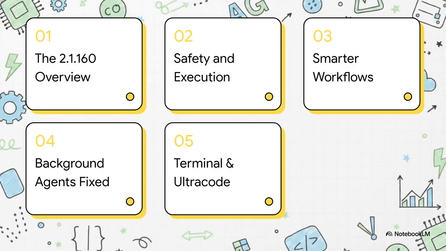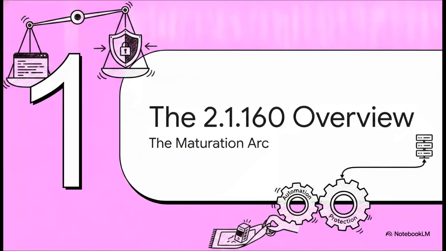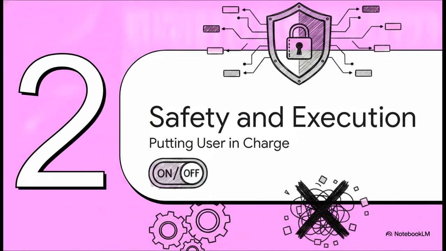Okay, let's run through the agenda real quick. First, we've got the 2.1.160 overview. Second, safety and execution control. Third, smarter, faster workflows. Fourth, background agents fixed. And fifth, terminal fixes and ultracode. Let's hit it. Starting with Section 1, the 2.1.160 overview, or the maturation arc. And that brings us right to Section 2, safety and execution control, putting the user back in charge.